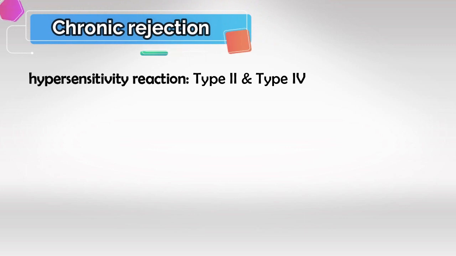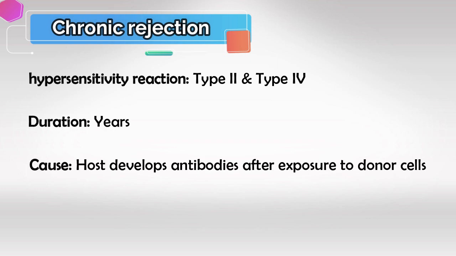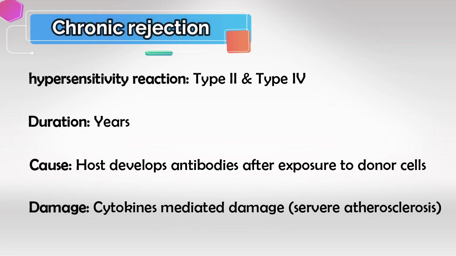In chronic rejection, we have both type 2 and type 4 hypersensitivity, and it takes years to develop. In this type, the host will develop antibodies after exposure to the donor. Damage is mediated mainly by cytokines.